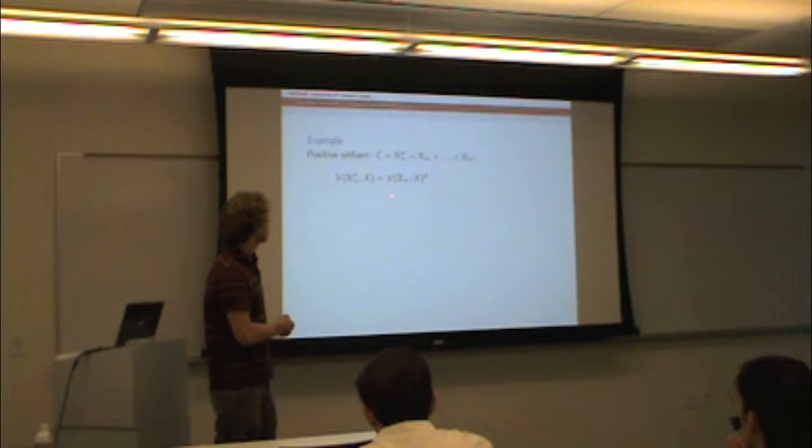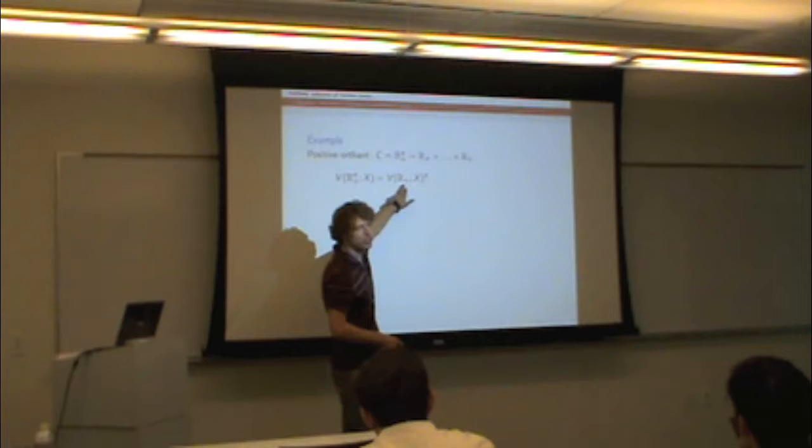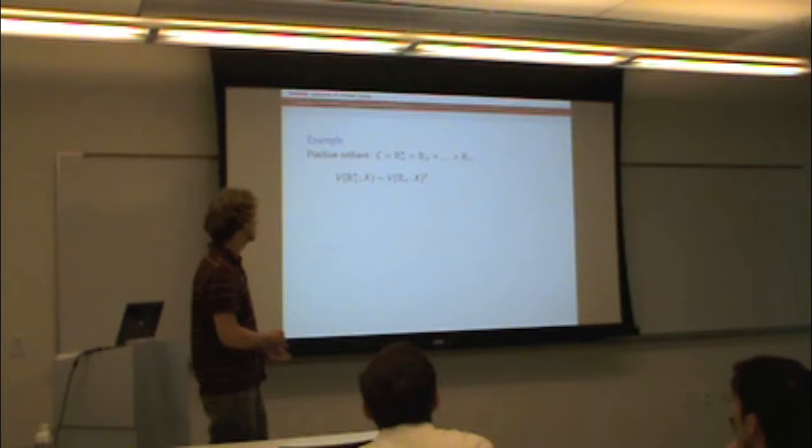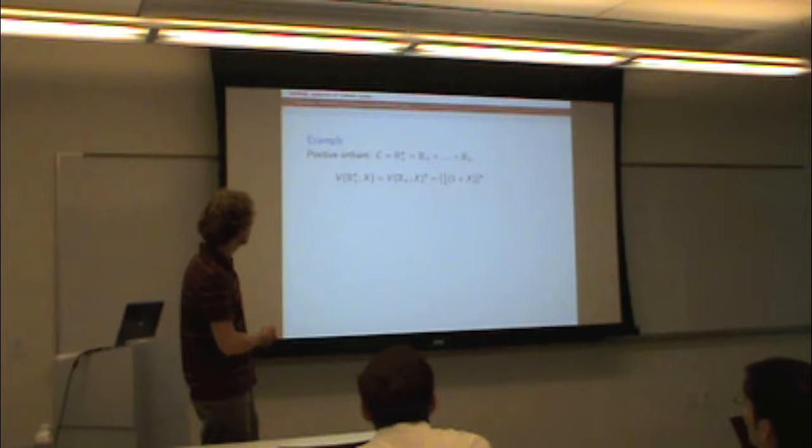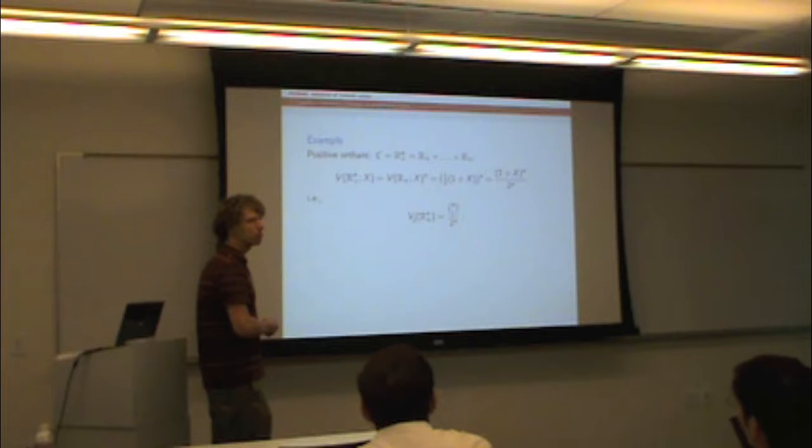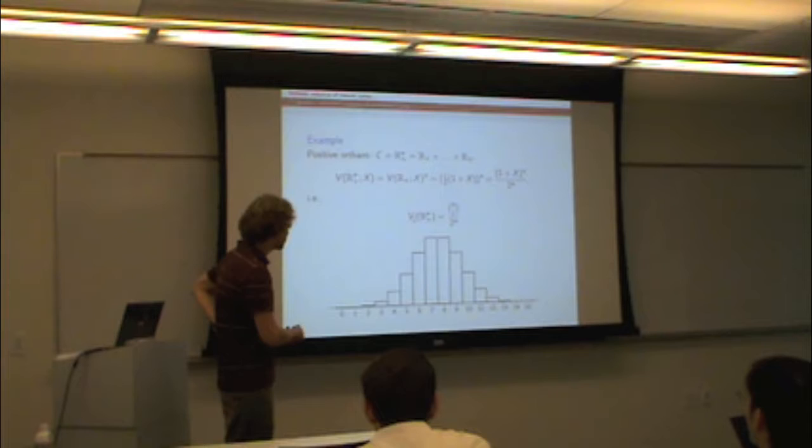So now you see this is a one-dimensional cone. Now what are the intrinsic volumes of the one-dimensional cone? This is 1/2, 1/2. Right. So if you insert this in this formula, it's just (1/2)(1 + x) to the n, right? And if you expand this, then you see that we actually get the symmetric binomial distribution as the intrinsic volumes of the positive orthant. Right, and this is actually my picture of the intrinsic volumes.